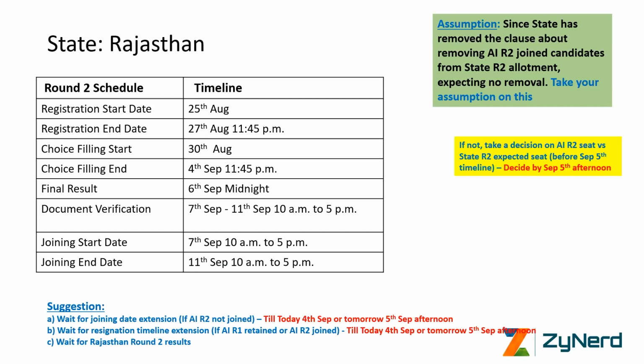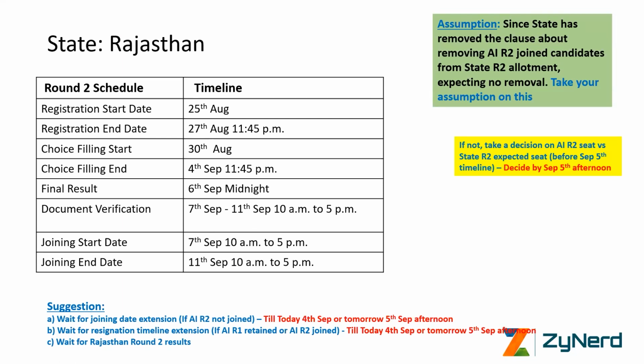And all India round two joined candidates removal has also been removed. They have removed all the clauses. No clause mentions now that all India round two joined candidates will not be eligible for state round two. So this assumption you have to take. If you're a Rajasthan candidate, we may not be able to take it. We will be able to tell you that these clauses have been removed, but you can take an assumption. It looks like, as in more states, all India round two joined candidates may not be removed. Let us assume that you're going with that. Then one, you have a timeline to do.